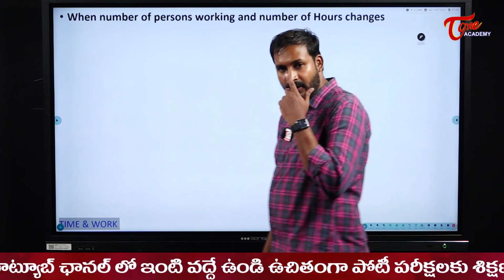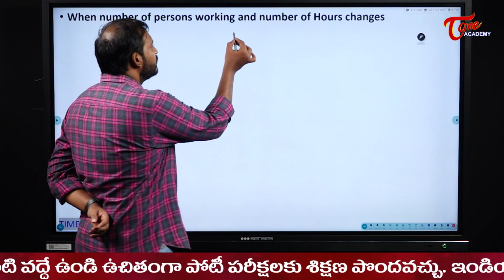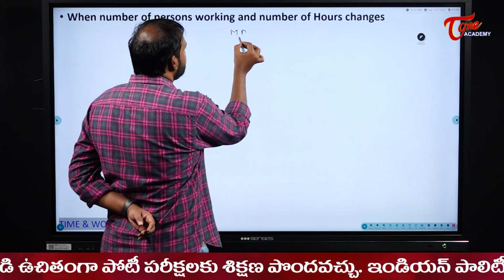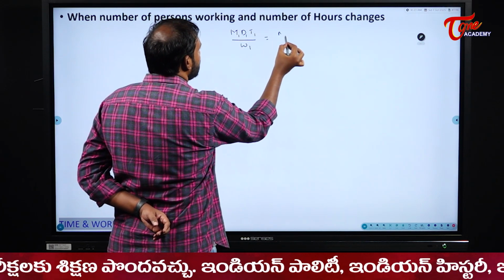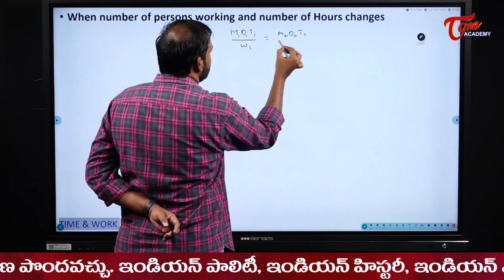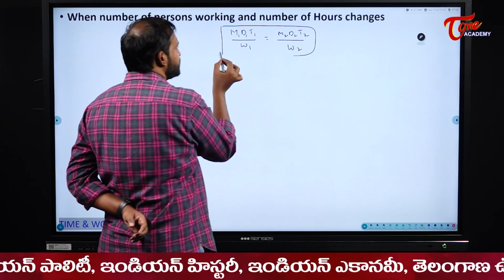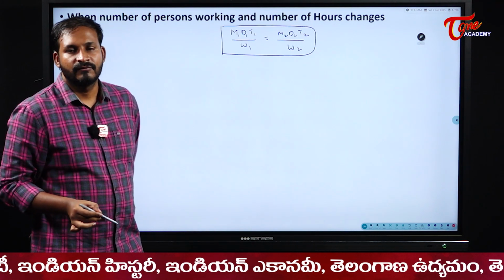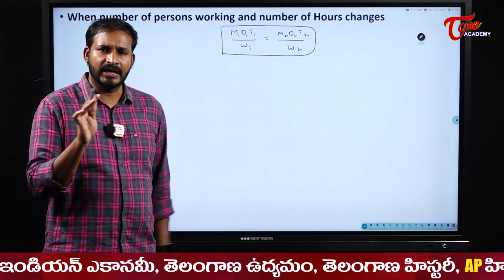Next, the important concept, students. One more concept. See, in most of the books, you will see one formula: M1 D1 T1 by W1 is equal to M2 D2 T2 by W2. What is this M1 D1 T1 W1? What is this M2 D2 T2 W2? First of all, we will make a general understanding, students. Okay, we will try to find.